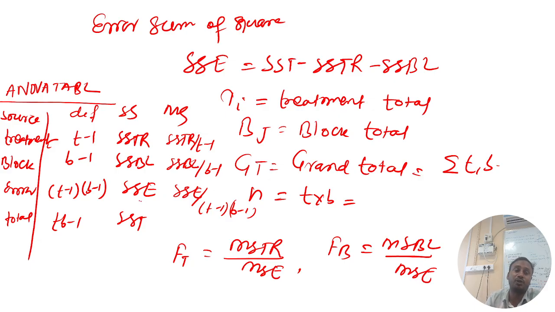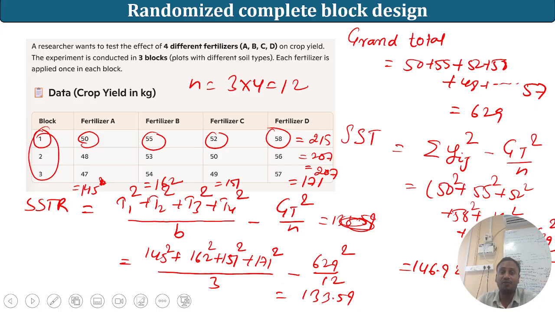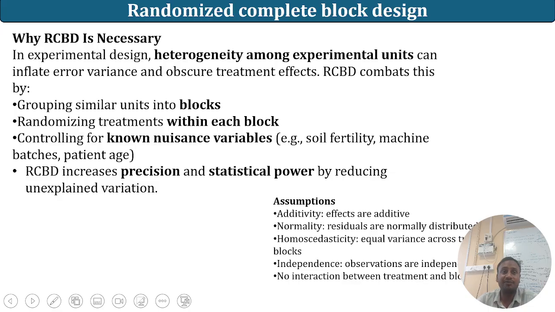Degrees of freedom: for the treatment, it's T minus 1. For the block, it's B minus 1. For the error, T minus 1 into B minus 1. Then the total is the number of total units minus 1. Similarly, we calculate the F ratio to check the treatment. We are not checking the block, because we are more interested in the treatment instead of the block. So we have solved one problem also. Now we'll see why RCBD is going to be necessary.